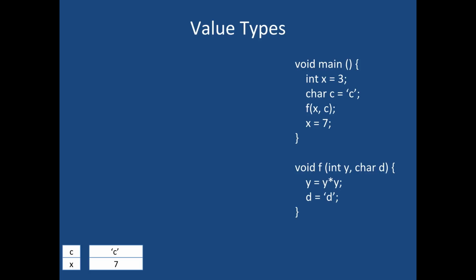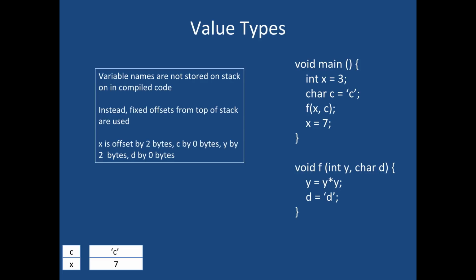So that should be pretty familiar. That's just how the stack works, keeping track of variables. Now I told you that variable names are not stored on the stack, and they don't appear in the compiled code unless they're there to support debugging. Instead, fixed offsets are computed by the compiler. So the compiler is going to figure out, let's see, x here.